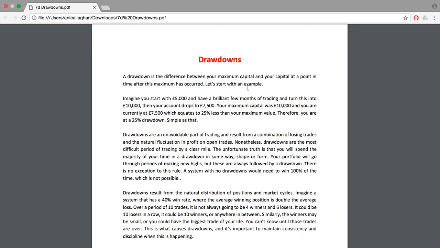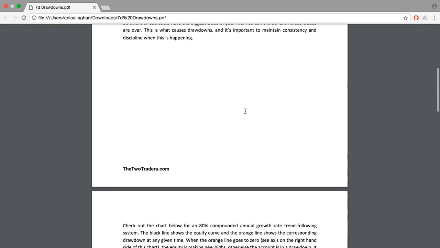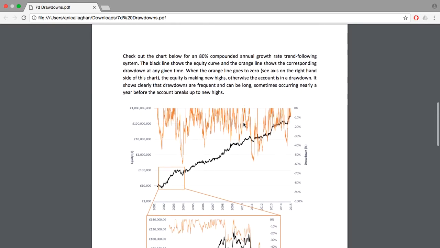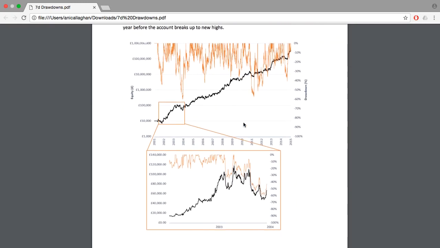Now, drawdowns are an unavoidable part of trading, and they result from the fact that there's going to be some variability in the way your winning and losing positions come through. No strategy has 100% wins, and so you might have 10 wins in a row and then 10 losses in a row, and that's just how it is. The best way to discuss this is with a chart, and make sure you read the PDF in a bit more detail. You can find it on our website.